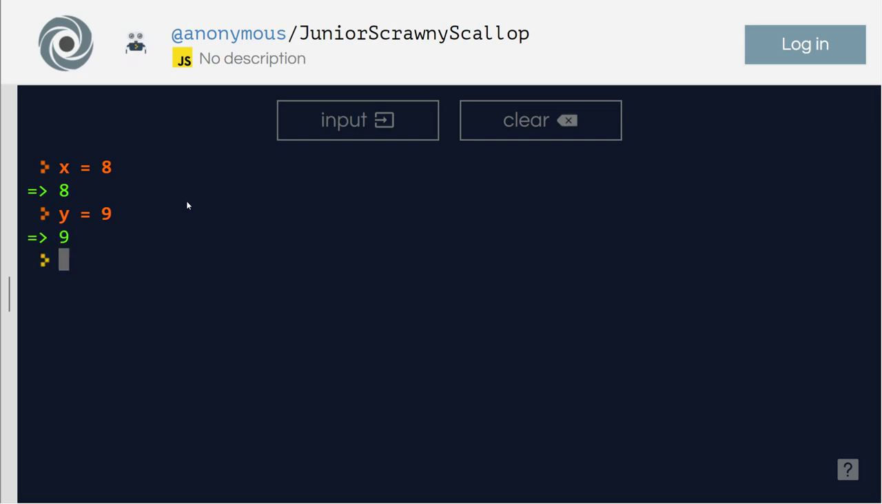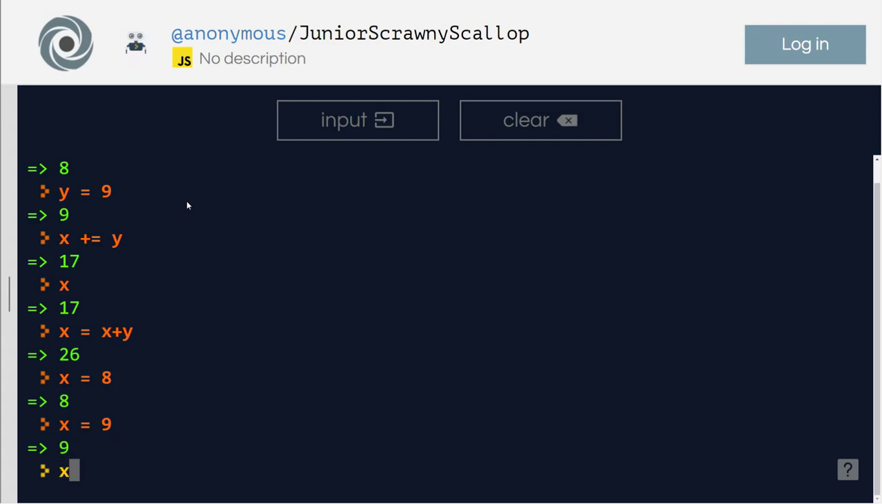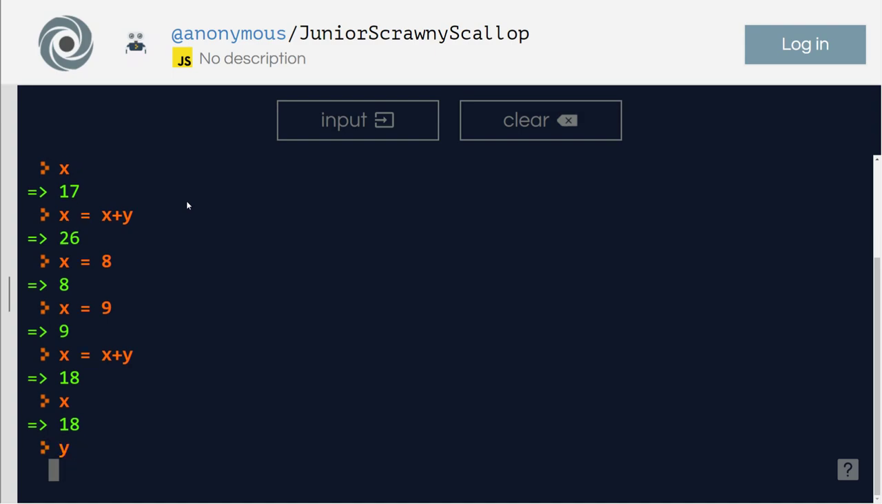What is an addition assignment? Well, this is an addition assignment. Instead of doing this, well, let me set them back. Okay, x equals 8, y equals 9, and x equals x plus y, so 18, right? So x now equals 18.